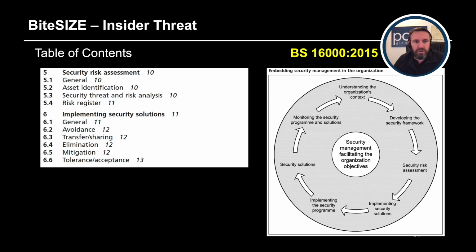Moving on then to security risk assessment. Everybody knows about the risk assessment. Fewer people understand the wider process, the risk management process. Risk assessment is part of the whole risk management process, but what happens around it? So here, security risk assessment, asset identification, security threat and risk analysis. Then if you want, you can put those down into a risk register.